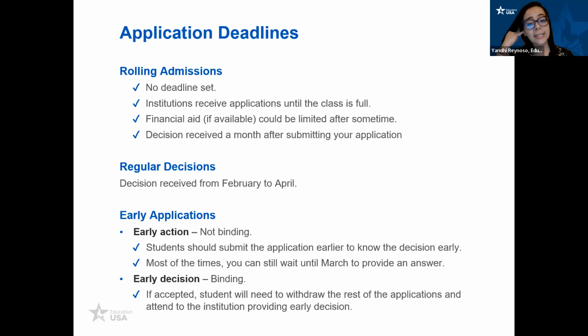And then we have early decision that is binding. You are only allowed to get one application in early decision, because early decision is if you are 100% committed to that institution. If you are accepted to that institution, then as you see on screen, you will need to withdraw the rest of your applications and attend to that institution, because you are already committed. You already committed to attend that institution if you are accepted in early decision.